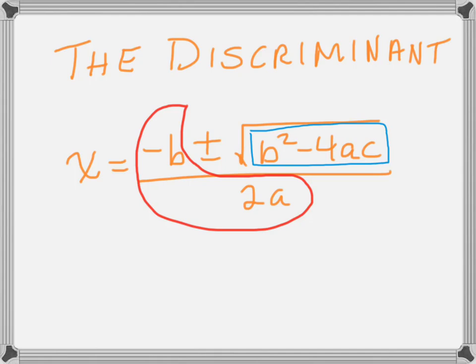So from the quadratic formula, we have your vertex in standard form, the x value, in red, and then the discriminant in blue. What the discriminant tells you is how many roots the quadratic has, and if they're real or imaginary. So let's look at some examples.